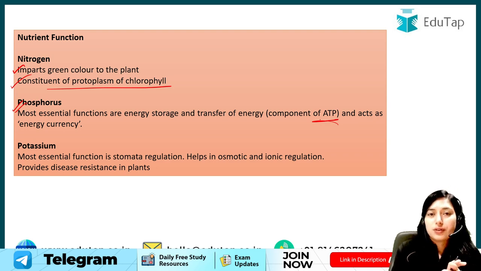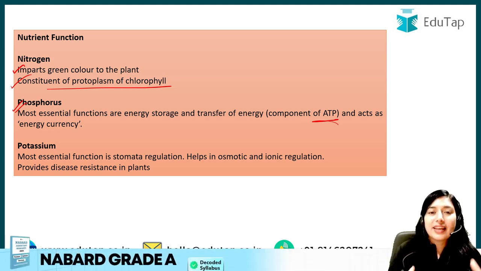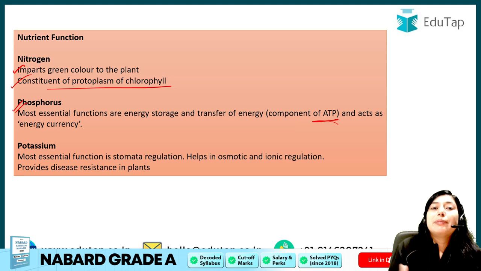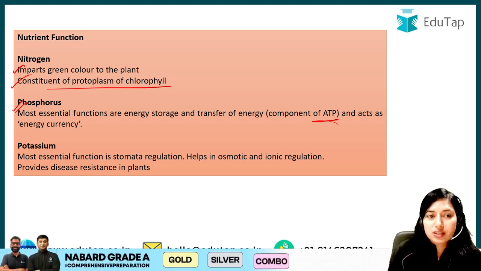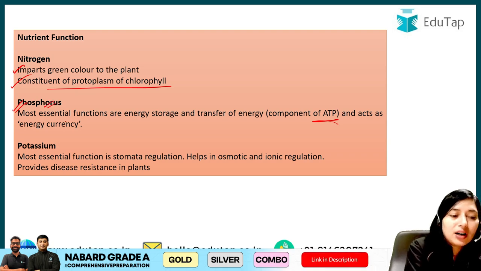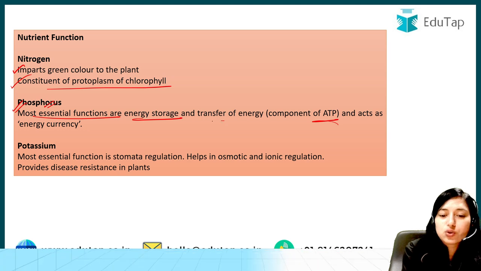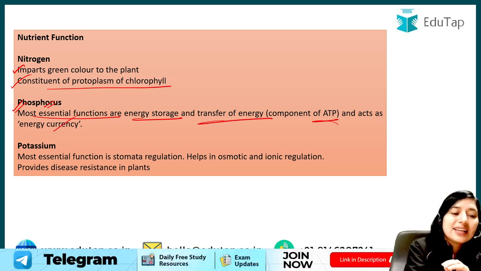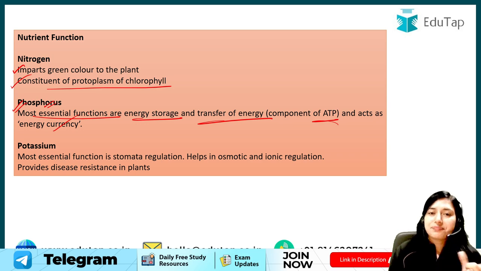Adenosine triphosphate, right. So it is basically the energy currency. Energy currency क्या है? So when the metabolic reactions happen, energy is formed. किस form में बनती है? ATP की form में बनती है, right. So ATP में P क्या है? Phosphorus, ठीक है। So it is important, most essential function as energy storage and transfer of energy, ठीक है। It is a component of ATP, acts as energy currency. तो basically phosphorus is important for energy, right?